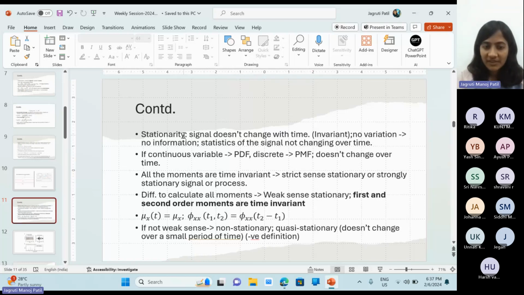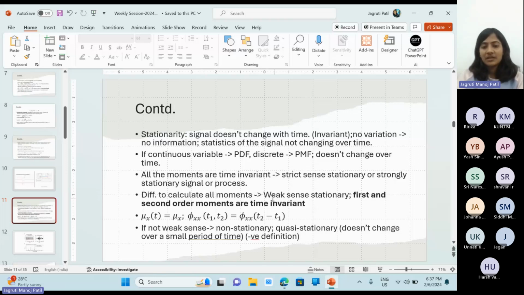So they say that if it's a stationary signal, all the moments are time invariant, but there are also two terminologies for the same: a strict sense stationary signal, or a strongly stationary signal or process. It's very difficult to calculate all the moments because you don't have any variation over time. If it varied with time, then you would know that at this instant of time this activity was there, and at that instant something else was going on. Here everything's constant. It can be something like a DC signal, so you don't even know if something is going on or not, or whether you are receiving your signal nicely or not.